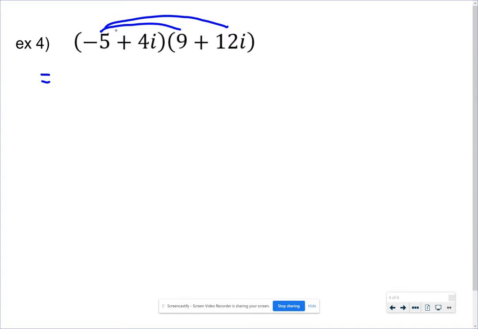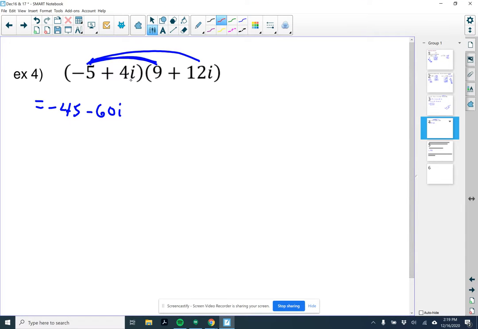Okay, negative 5 times 9. Let's do that one first. Negative 5 times 9 is negative 45. And negative 5 times 12i. Negative 5 times 12 is negative 60. That's negative 60i. And then we're going to do, let me switch colors here for a sec. 4i times 9. And 4i times 12i. 4 times 12 is 48. i times i is i squared. Don't lose the i squared.